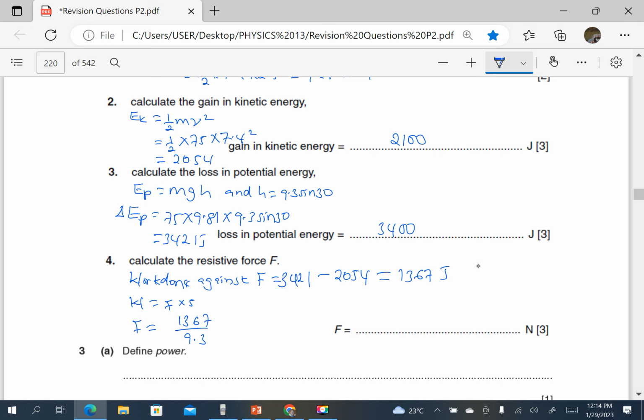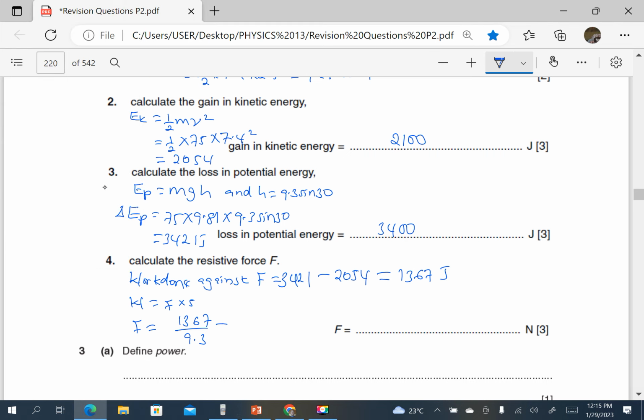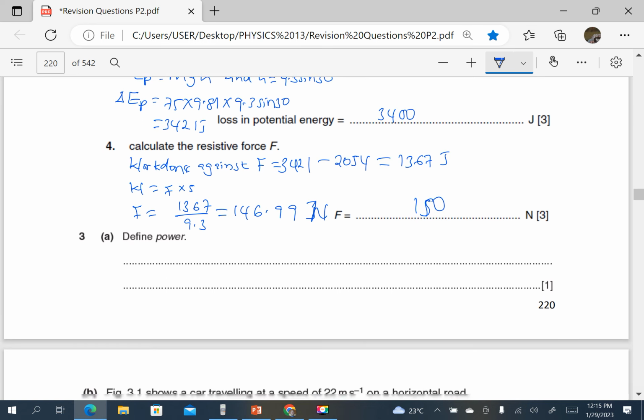1367 divided by 9.3. So that is 146.999, which is approximately 150 newtons. So that is the resistive force F. Approximately 150 newtons.